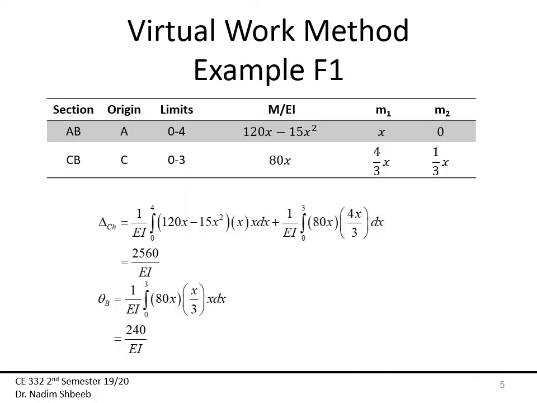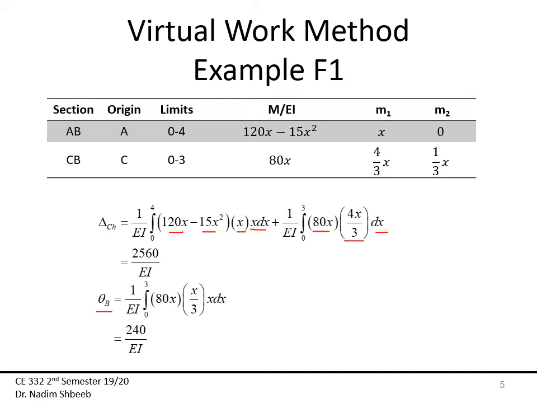Then I'm going to carry out the integration. 1 over EI, integral from 0 to 4 of (120x minus 15x squared) times x dx, plus integral from 0 to 3 of 80x times 4/3 x dx, and the value is 2560 over EI.